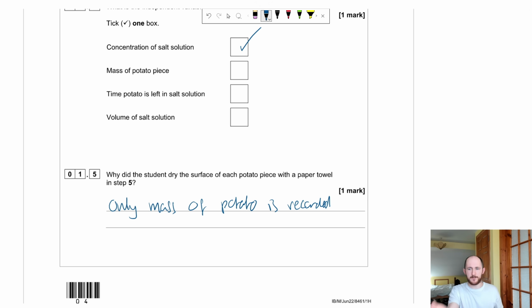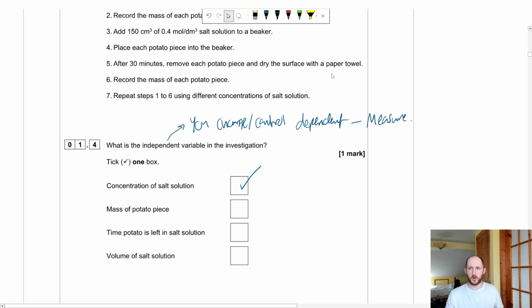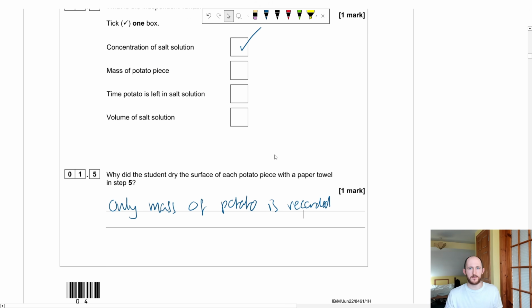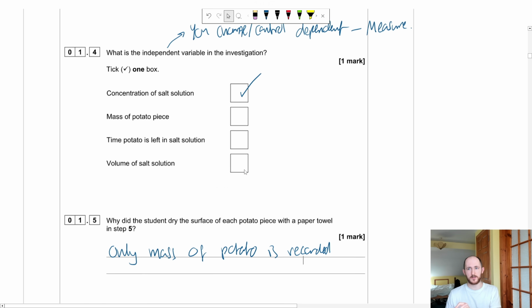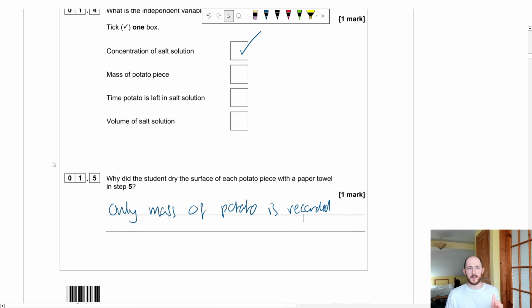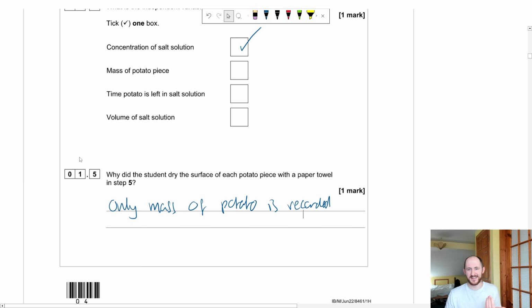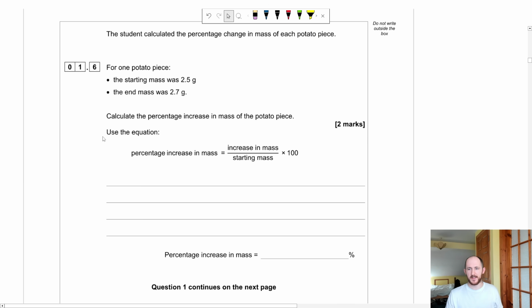You could say if the water or the solution was left on the surface, we're measuring the mass of that. Anything that implies that the mass of the solution is going to affect the recording works. So essentially we just want the potato to be weighed, nothing else. So we have to remove all excess stuff, for want of a better term.